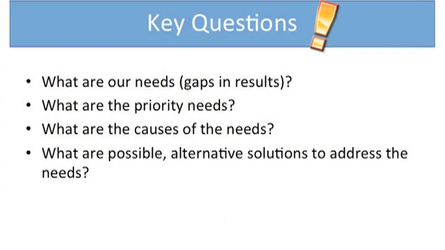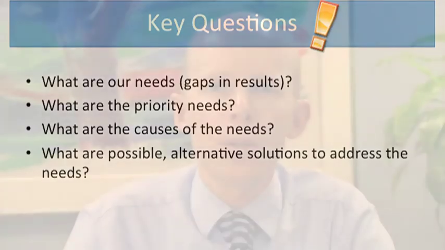So a couple key questions that you'll ask in a needs assessment are, what are our needs? What are those gaps in results? And how do they relate to each other? How do we prioritize those? What are the causes of the needs? And then what are the possible alternative things we can do to close those gaps in results or improve our performance going forward?